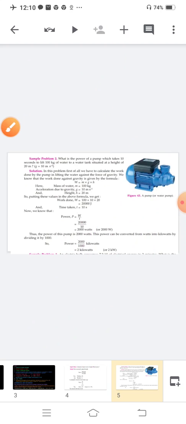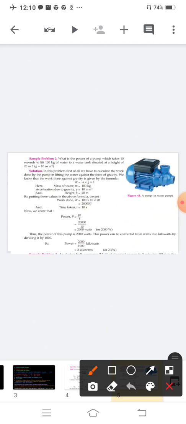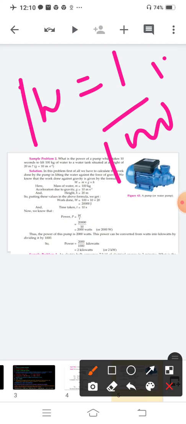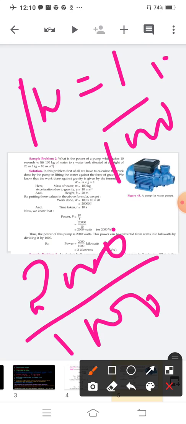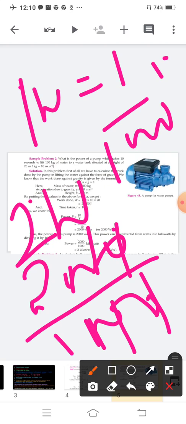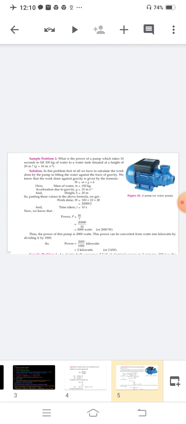Clear? And if you want to convert into kilowatt, you will divide 2000 by 1000, because 1 kilowatt is equal to 1000 watt. Clear? 1 watt is equal to 1 upon 1000 kilowatt. So 2000 watt is equal to 2000 upon 1000. This 0, this 0, this 0 cancel. The answer will be 2 kilowatt. Clear?